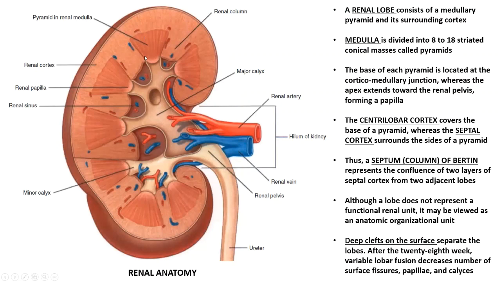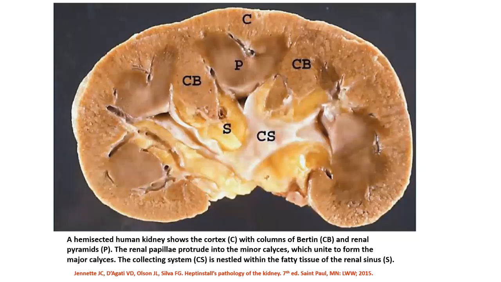These renal medullary pyramids ultimately drain into the minor calyces, which drain into the major calyces and ultimately join into the renal pelvicalyceal system. This entire structure, composed of the renal pyramid with the surrounding renal columns of Bertin, is known as the renal lobe. This is not really a functional unit; rather, it can be viewed as an anatomic organizational unit of the kidney.